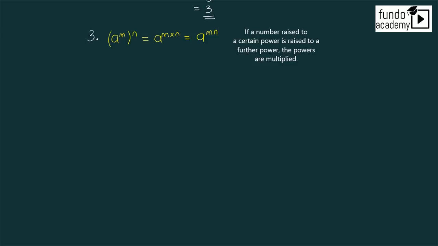For example, we can be having 2 to the power of 2 raised to another power 3. So in this situation we multiply the powers, so we get 2 times 3 for the indices there. So this will give us 2 to the power of 6, which is equal to 64. So that will be the solution right there. So you need also to know this third law of indices.